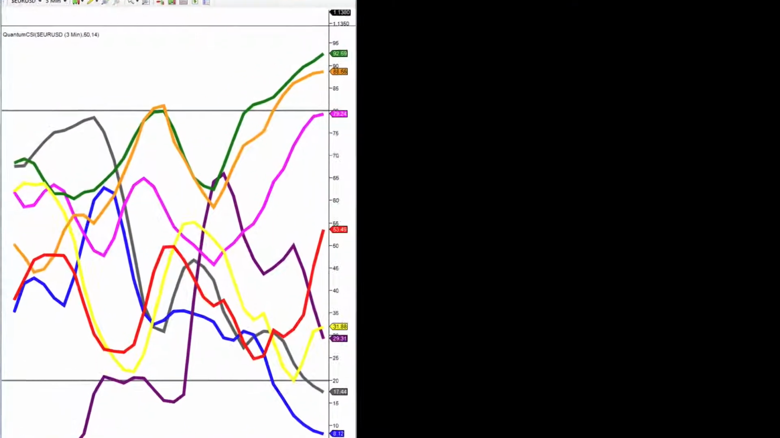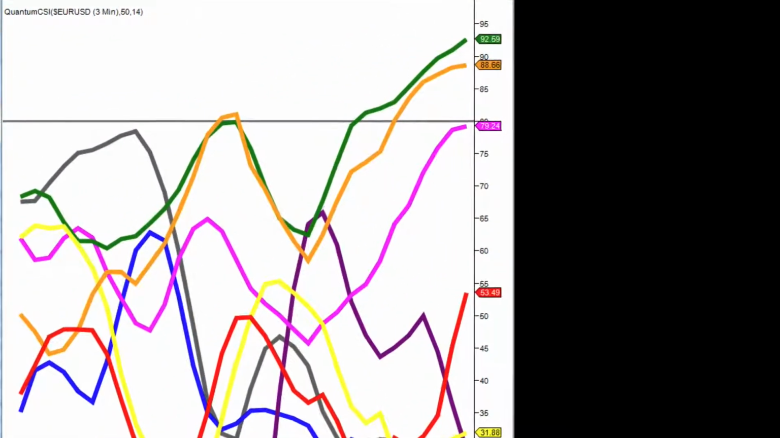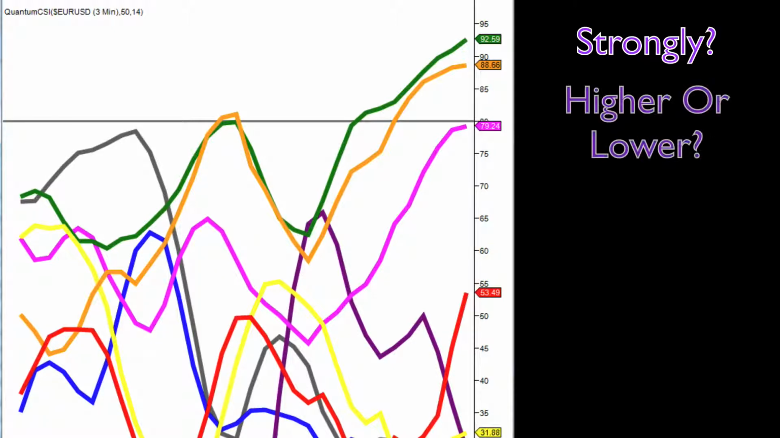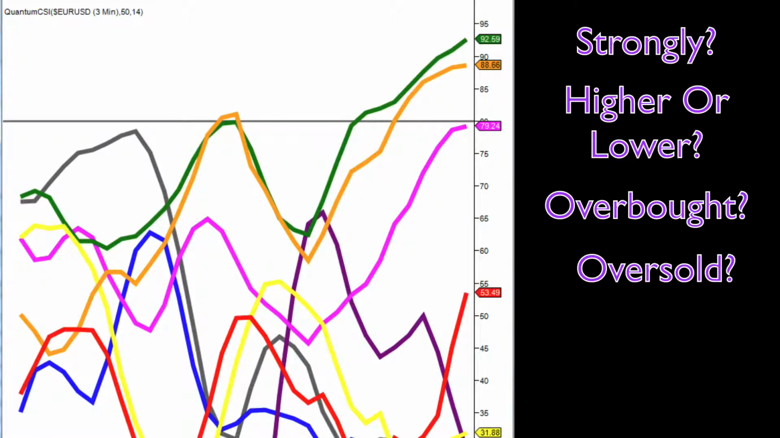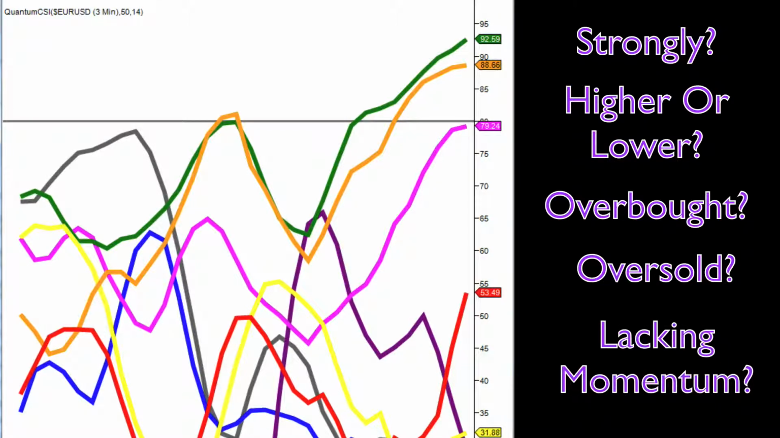The indicator presents each currency as a simple line, making it quick and easy to spot whether a currency is moving strongly, higher or lower, reaching an overbought or oversold condition, or perhaps meandering sideways and therefore lacking momentum. Each currency is presented in a different colour as follows, and these can of course be changed to your own preference, but the default colours are as follows.